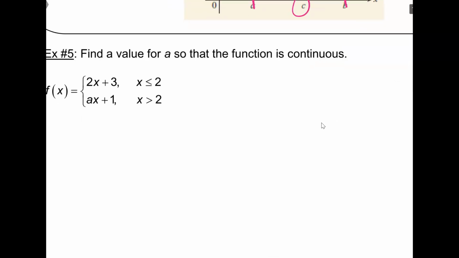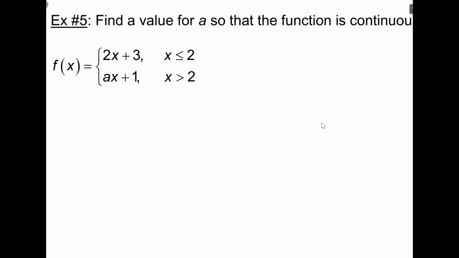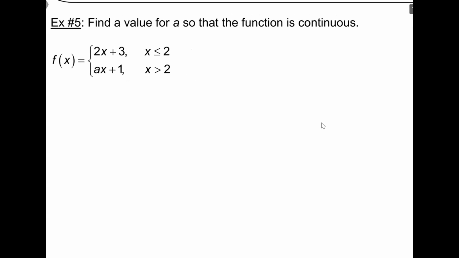Find the value for a so that the function is continuous. So remember, we want to graph this, and I want the end value of my first piece to match the begin value of my second piece. Because otherwise I'll have a jump discontinuity. What I'm really asking here is to make my piecewise function so that I don't actually have a break.